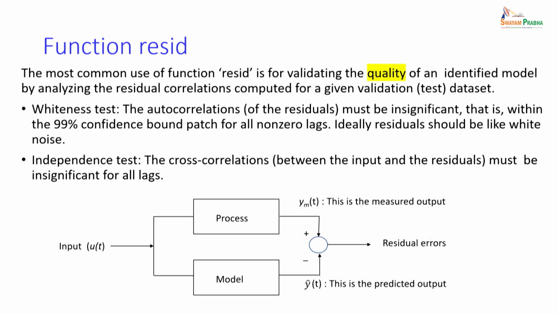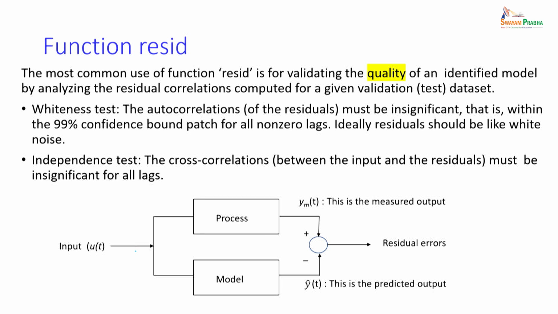So how do we monitor or validate the accuracy of the model that we've identified? The way to do this is to use the function resid. The most common use of the function resid is to validate the quality of the identified model. We do this by analyzing the residual correlation for the given validation data set.